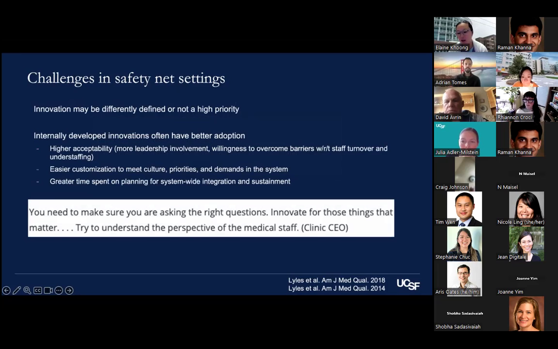Another challenge that's worth considering is something I hear a ton in our safety net system: internally developed innovations have better adoption. It's thought that they are more considerate of the challenges faced by the medical staff, the folks who are practicing in that care setting, right?